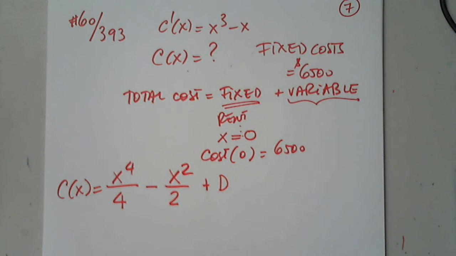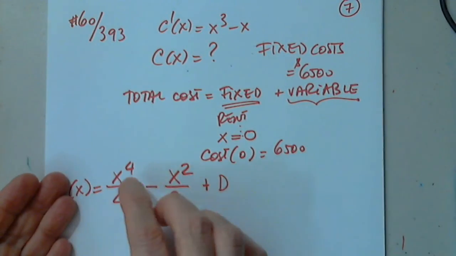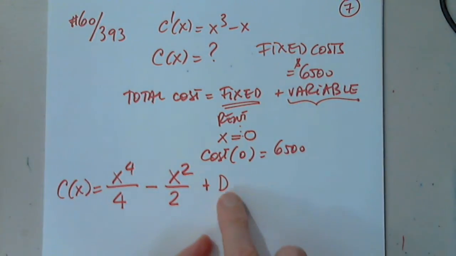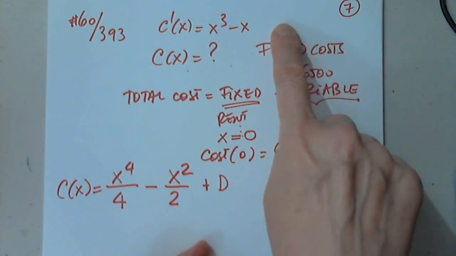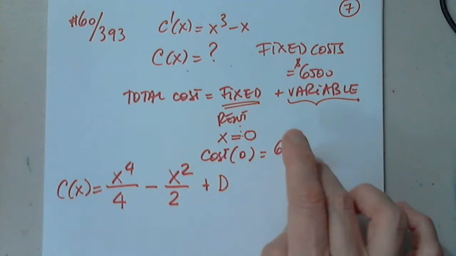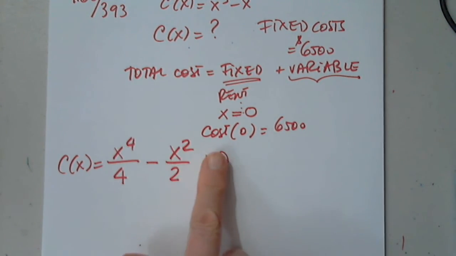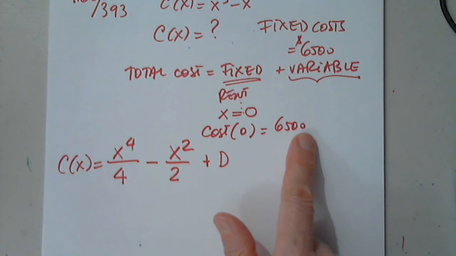Any letter. Any constant. Awesome. If you want to check, when you differentiate this, you get x cubed. When you differentiate this, you get negative x. When you differentiate this, we get 0. So now this is our given condition. When x is 0, d equals 6,500.